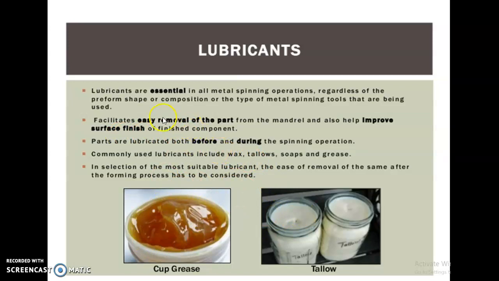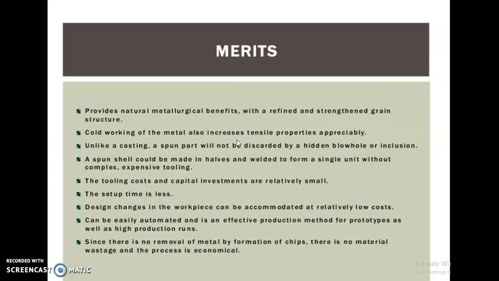So, why are lubricants used? To facilitate easy removal of the part from the mandrel. After finishing, to remove the part from the mandrel and to improve the surface finish, they are going to use lubricants. Lubricants are used before and during the spinning operation.